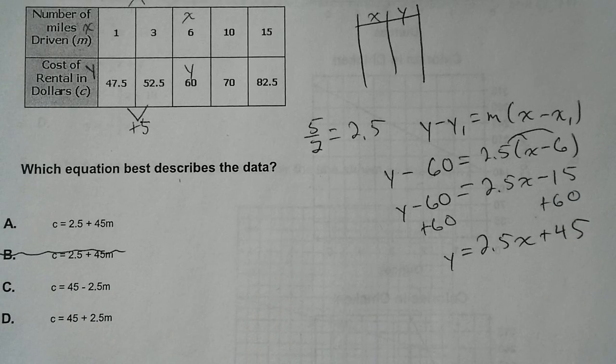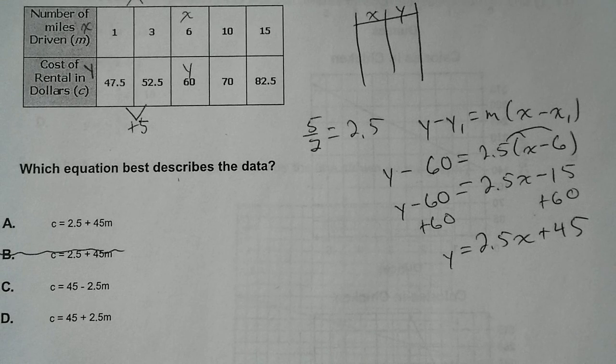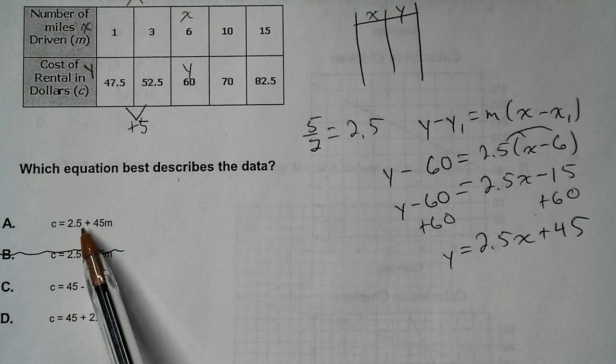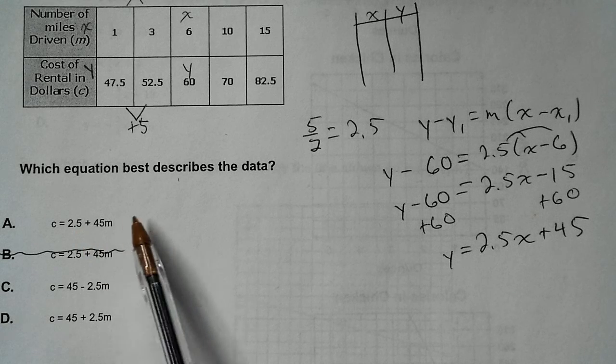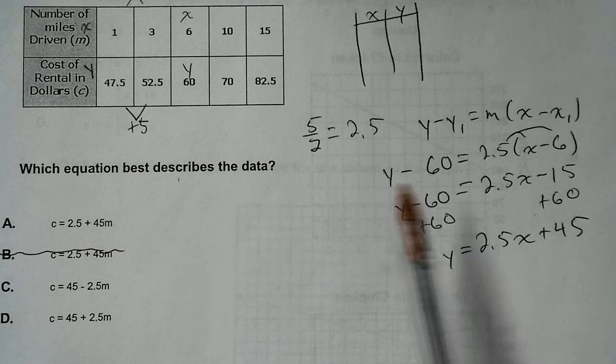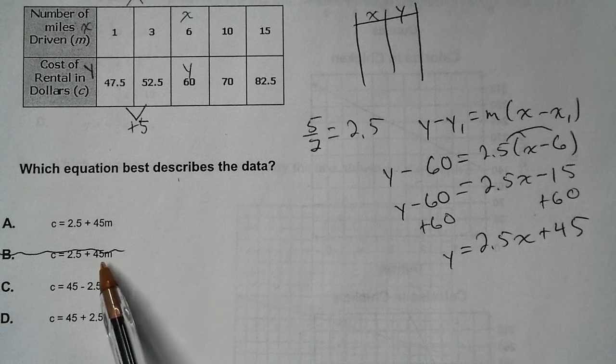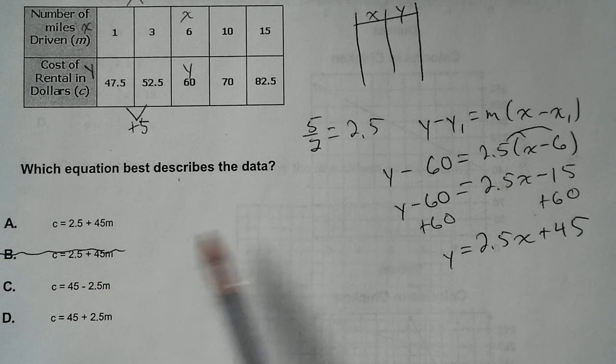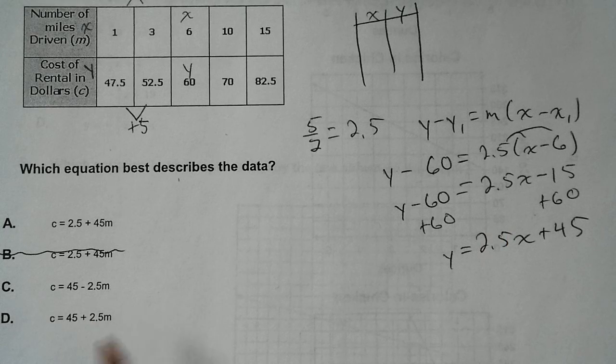Now I look at my answers, and they're all kind of jumbled up. It's the same numbers rotated around. This first one, 2.5 times nothing plus 45, that's not going to work. Nope. This one is negative, and I have a positive, so it's got to be D.